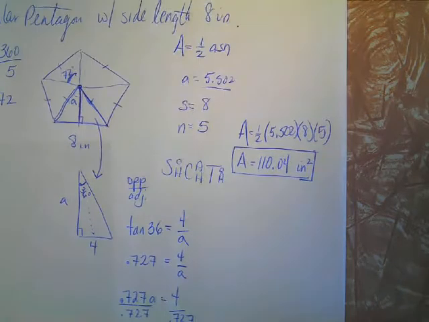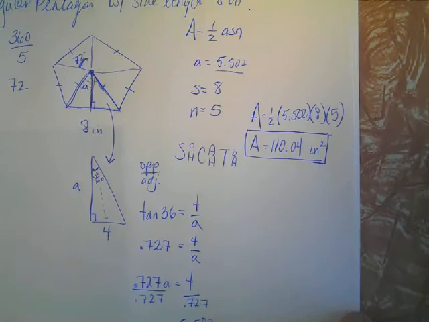That is how you find the area of a regular polygon. The tricky guy is the apothem.